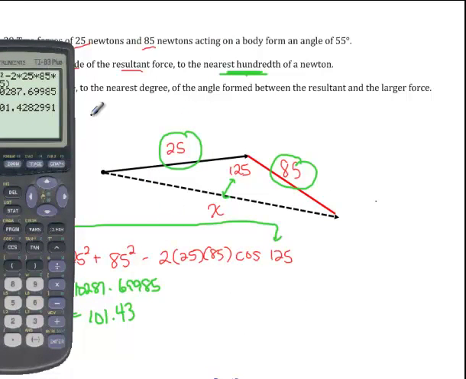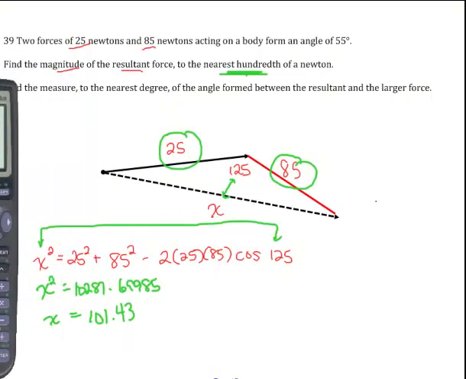Now, what else do they want me to find? Find the measure to the nearest degree of the angle formed between the resultant and the larger force. Well, here's my larger force. Here's my resultant. So they're asking me to find this angle right here, which we'll call y. This one I'll do law of sines with.